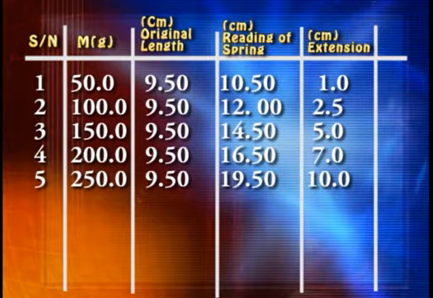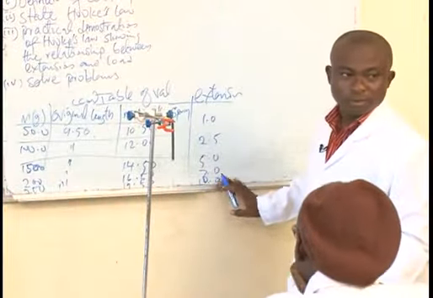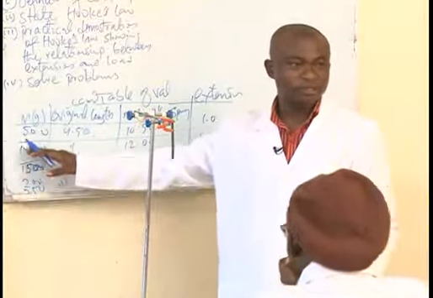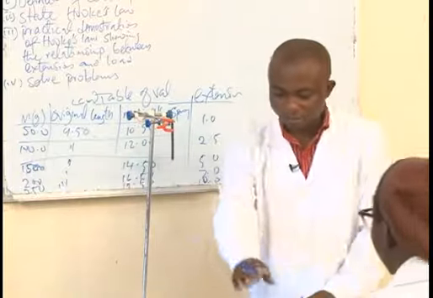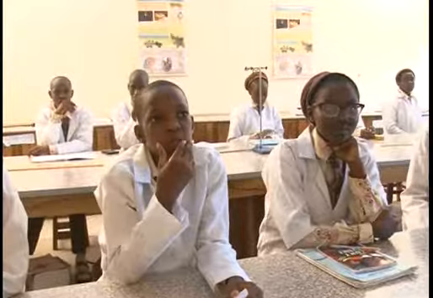10.0. Good. We are going to plot the graph of force against extension. Some of you will be confused. Where is the force? I told you either force or mass. They are all the same, right? The weight, that is the object added to this before taking the measurement, is our force. So we are going to plot the graph.